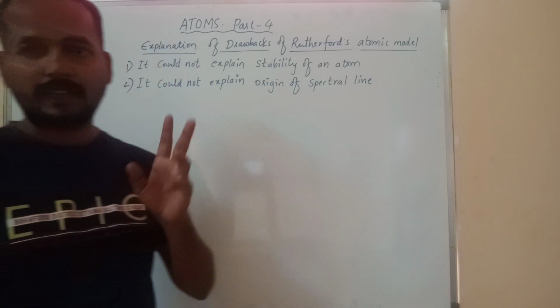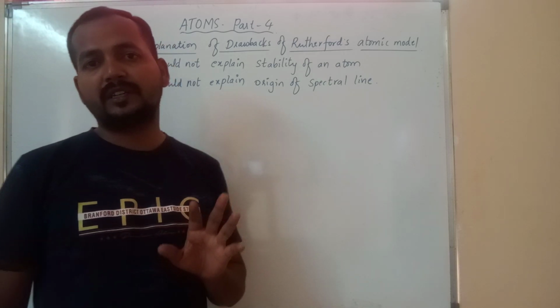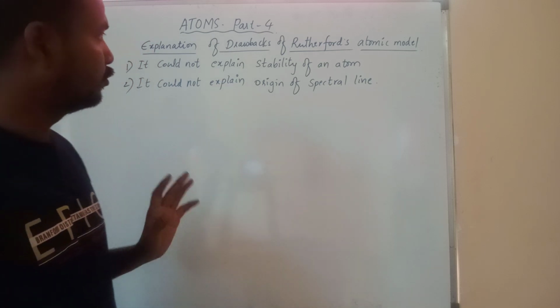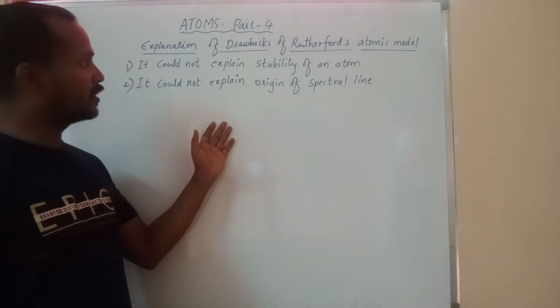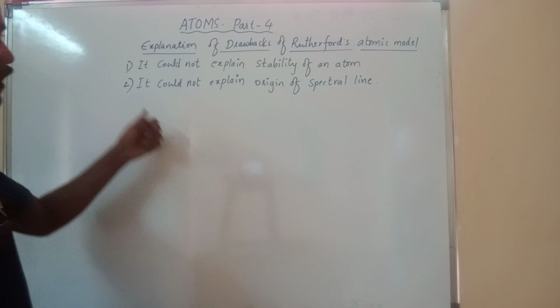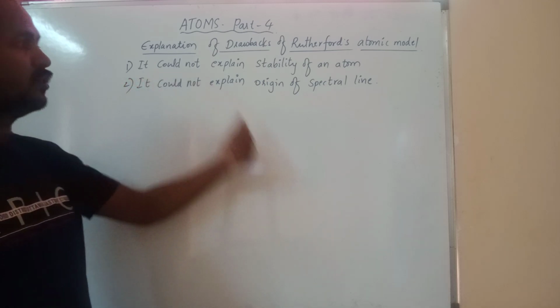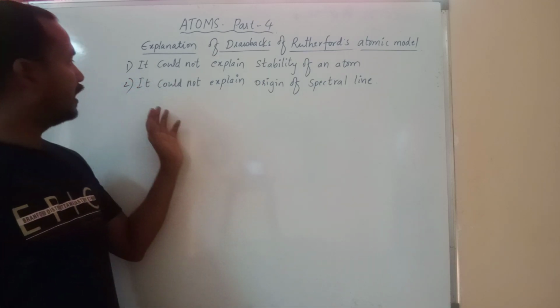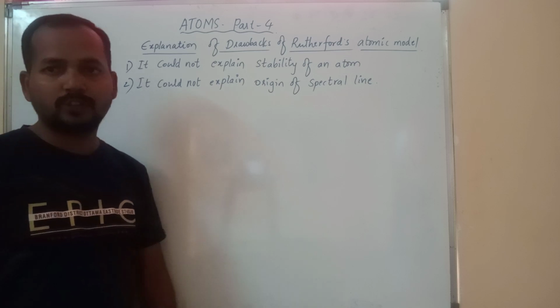In the last video, part 3, I completed the drawbacks of Rutherford, and here I am explaining the drawbacks of the Rutherford atomic model. The first drawback is it could not explain the stability of an atom, and the second one, it could not explain the origin of spectral line.